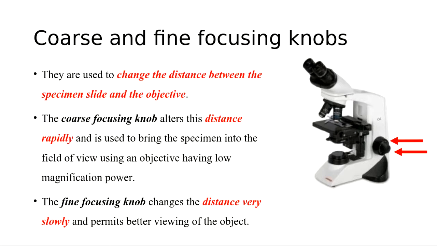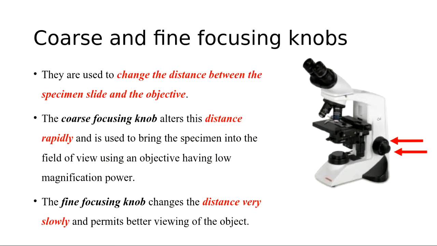Coarse and fine focusing. See the red arrows here, coarse or fine focusing knobs. They are used to change the distance between the specimen slide and the objective. The coarse focusing knob alters the distance rapidly and is used to bring the specimen into the field of view using an objective having low magnification power.